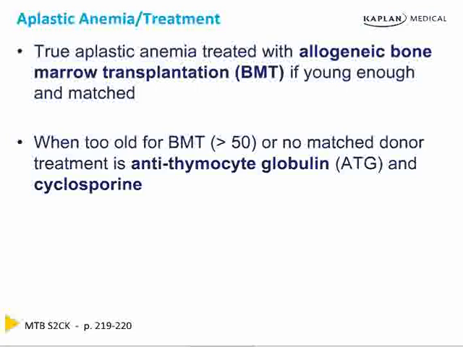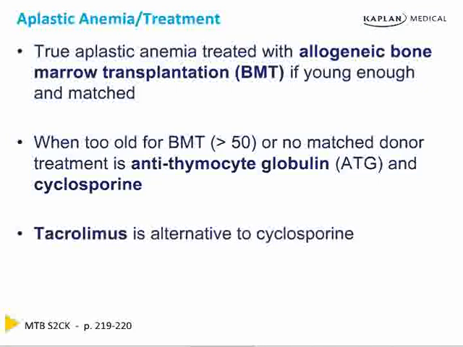Now, if you're too old for a bone marrow transplant or there's no matched donor, then we use anti-thymocyte globulin, anti-T cell globulin. That's what thymocytes give the name to, T cells. The T cells, what's rejecting your marrow. So let's control it by getting rid of it with anti-thymocyte globulin. Let's control those T cells with cyclosporin. Let's prevent the rejection of yourself.